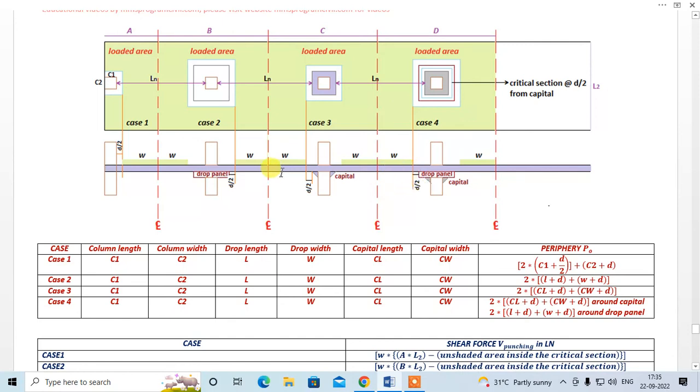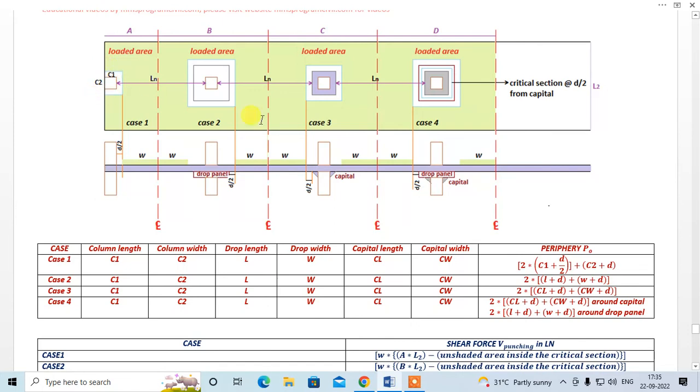So you can have such four cases in practical field. Simple. So case 1, case 2, case 3, case 4. Column length is c1, column width is c2, drop length is l, drop width is w. This is column capital length cl, column capital width cw. So what you have to do is find the length of this periphery.